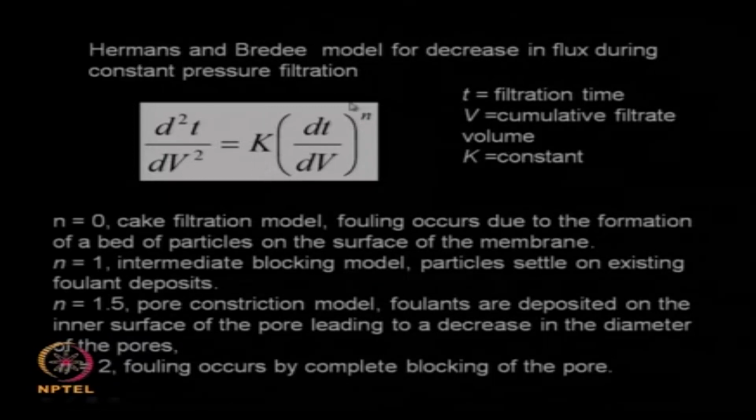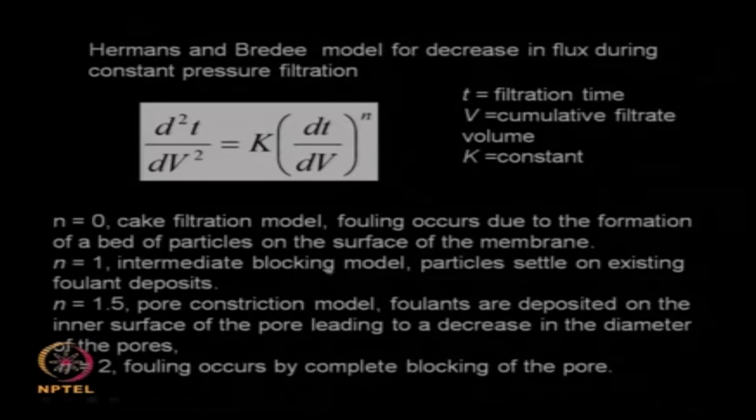Now n can take different numbers depending upon the type of assumption or the type of model which we have in mind. So if it is a cake filtration model, that means fouling occurs due to the formation of a bed of particles on the surface of the membrane, then n is considered as 0. If n is 0, then what do we say? d square t by dV square is equal to a constant, K. Okay.